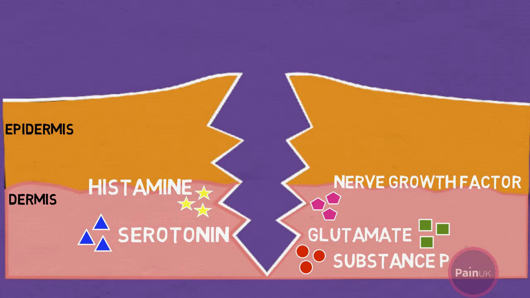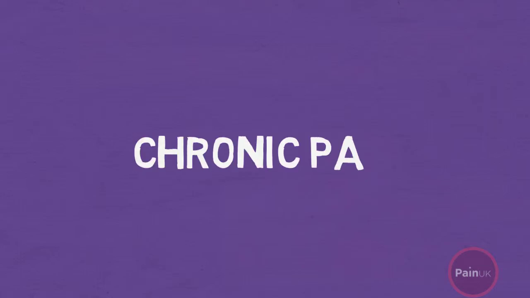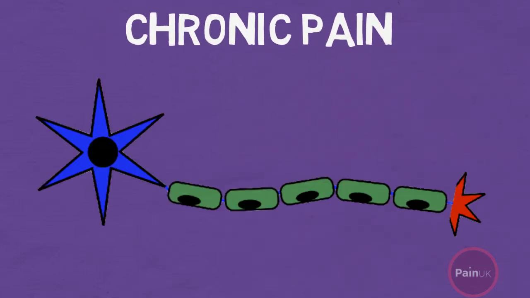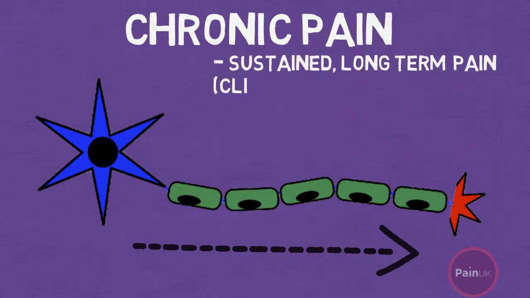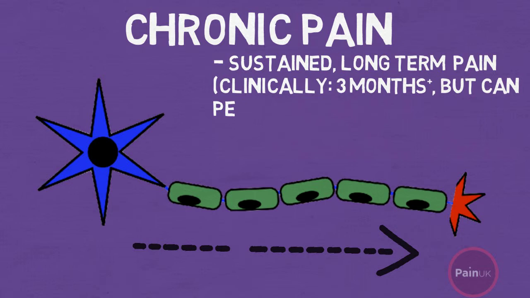In some cases, there is inappropriate detection, processing, and response to a noxious stimuli, meaning there is something wrong at a physiological level. This is seen in chronic and neuropathic pain. Chronic pain is clinically diagnosed when pain is sustained for more than 3 months due to abnormal sensory processing in the nervous system. However, it can persist for longer than this.